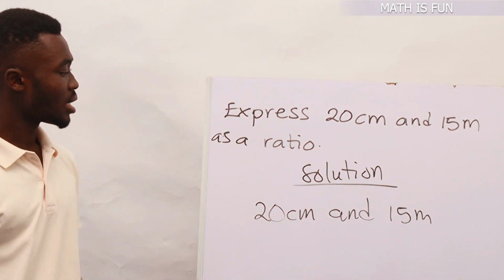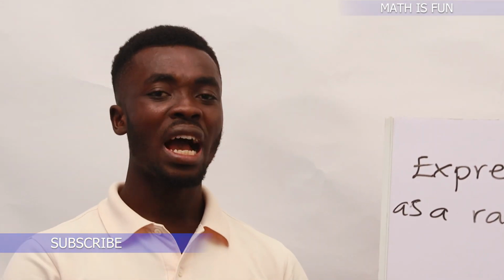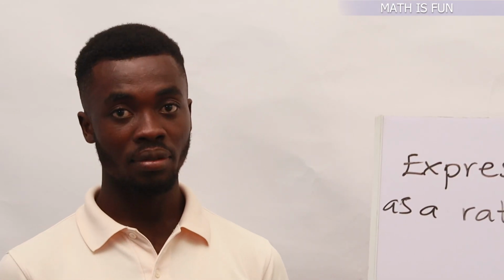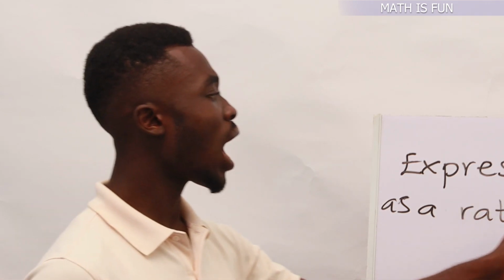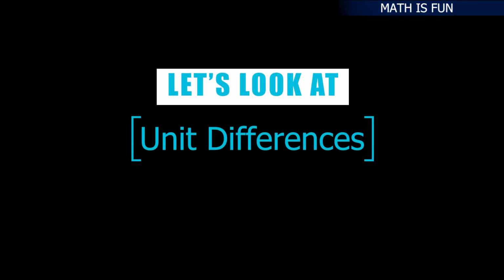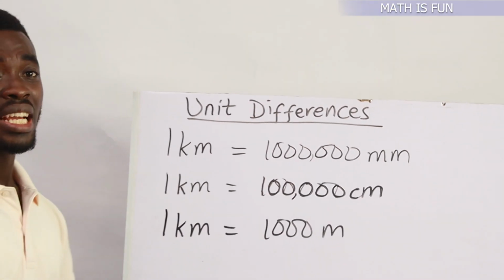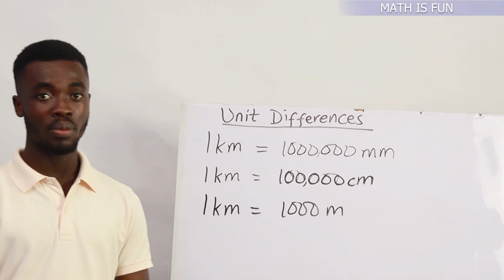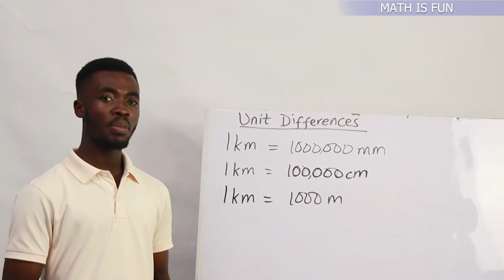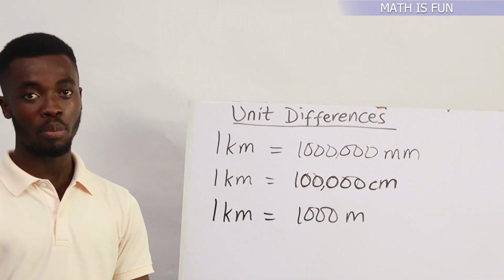Now let's bear in mind that when you are expressing two quantities which have different units, you need to change one unit to the other. Meaning, you have to make sure they all have the same unit before you can express them as a ratio. Now, let's look at the unit differences we have on the board. With these three unit differences, you'll be able to find the rest of the differences among these three units.